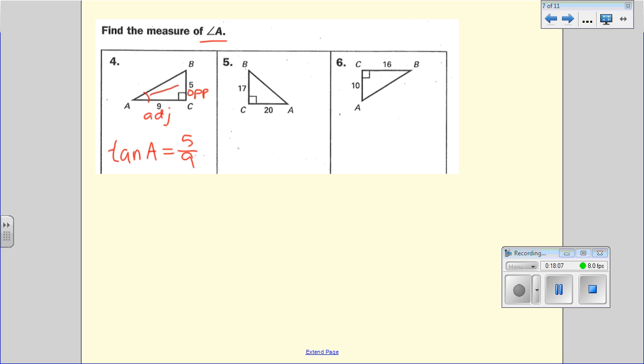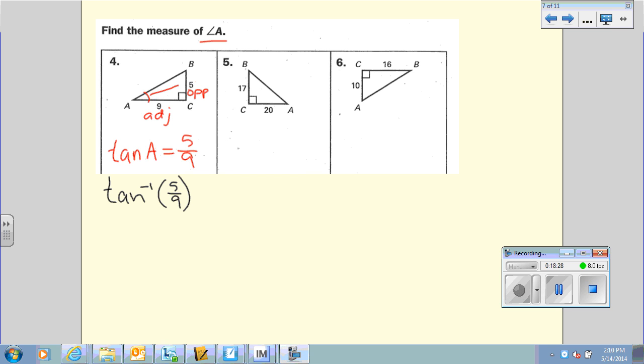But then to find what A is, I know I have to do tangent inverse of 5/9. So for when they give you the diagram, you actually have to start those problems from the beginning, like we were doing last week. You have to write that ratio. The nice thing is that ratio will always have 2 values equal.